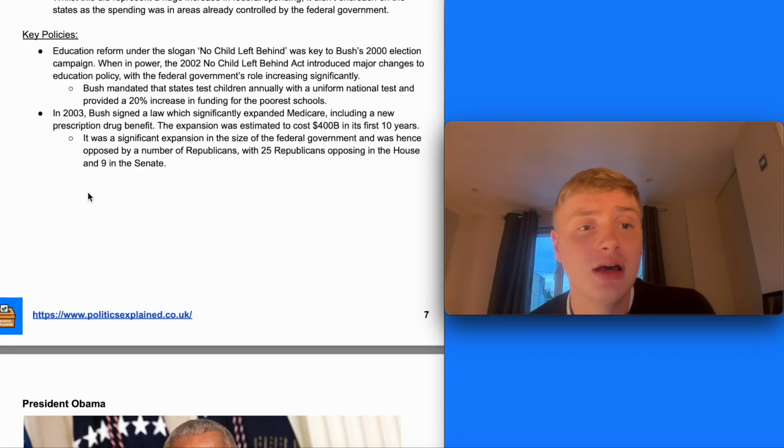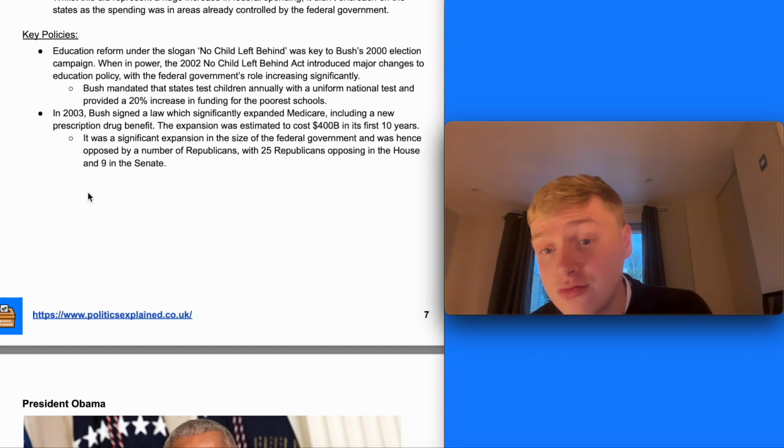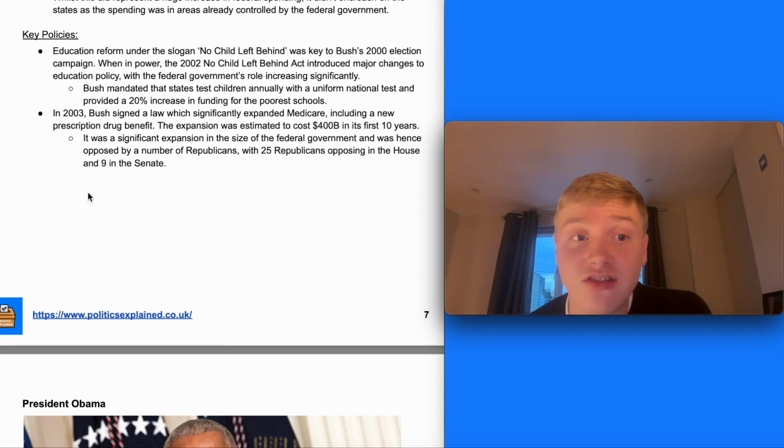In terms of policies, the first is education reform, which Bush pursued with the No Child Left Behind Act, which introduced major changes to education policy, with the federal government's role in this area, traditionally controlled by the states, significantly increasing. Bush mandated that states test children annually with a uniform national test and provided a 20% increase in funding for the poorest schools.